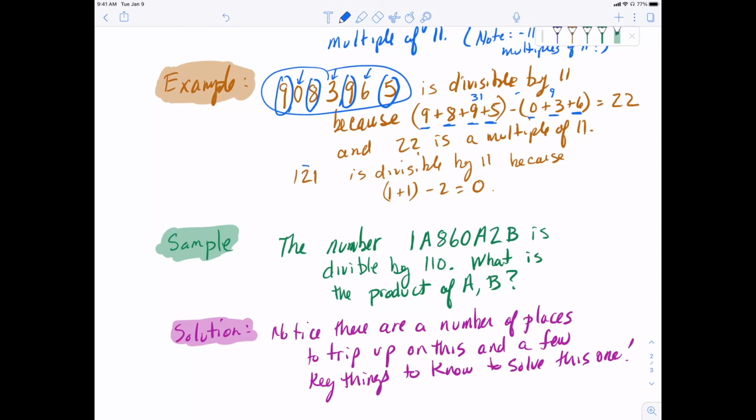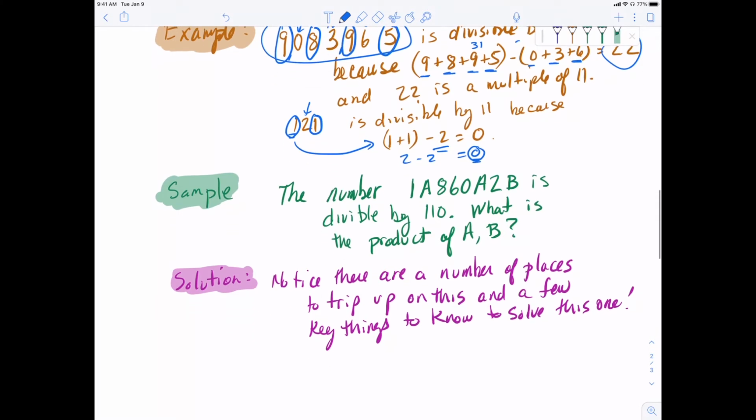Similarly, 121, which we know is 11 times 11, is divisible by 11 because if I take every other digit and add them together, and then subtract off the even digit, I get 1 plus 1 is 2, minus 2 equals 0. So the sum of the odd digits minus the sum of the even digits either has to be a multiple of 11 or 0. So that's my example.